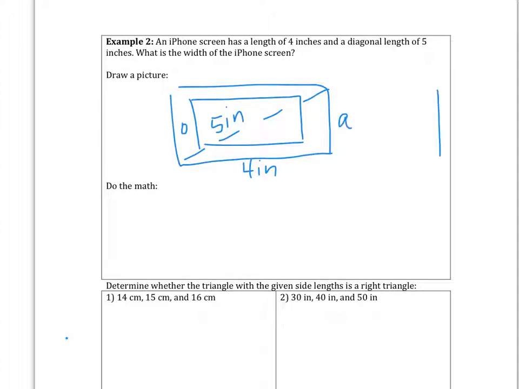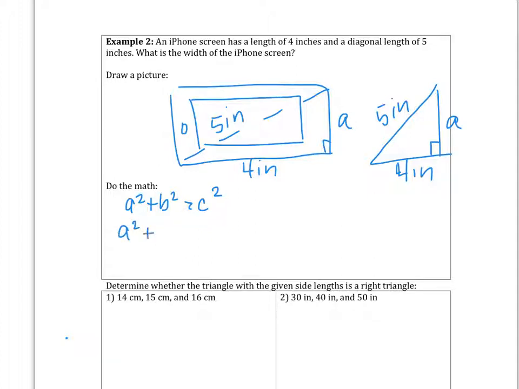So as we can see, this right here creates our right triangle. So we have A, we need A, we have B, and we have C. So again, we write out our formula, A squared plus B squared equals C squared. We don't know A squared, but we do know B squared. And we do know C squared. So let's do the math on that.